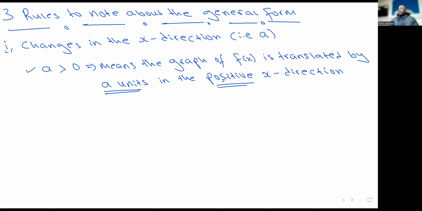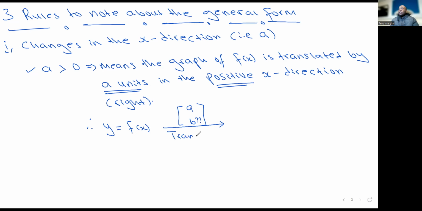So for it to be translated in the positive x direction, it means that the graph has moved to the right. Is that okay? So when you solve and your a is greater than 0, it means that the function has moved what? By a units in the positive x direction. So when you have y is equal to f of x, okay? We are undergoing the translation of a, okay? Now the B, I'm not talking about the B yet. I'm just focusing on A now, okay?